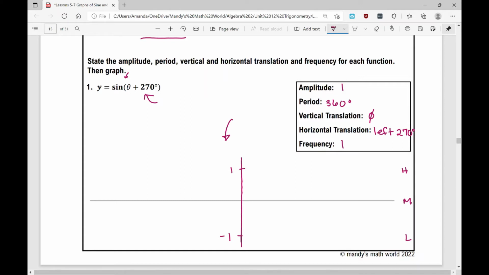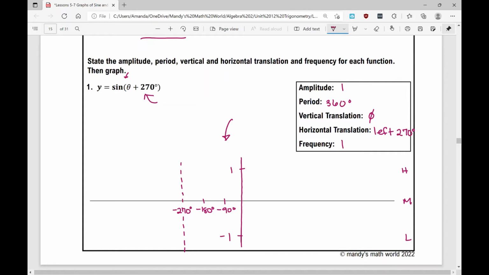So I'm going to count by 90s, and I'm going to go -90 degrees, -180 degrees, -270 degrees, and that is where I'm shifting this whole function. That's like my new, and that's a really terrible line. Oh my gosh. That's like my new y-axis, if you will. Okay? That's like my new y-axis.